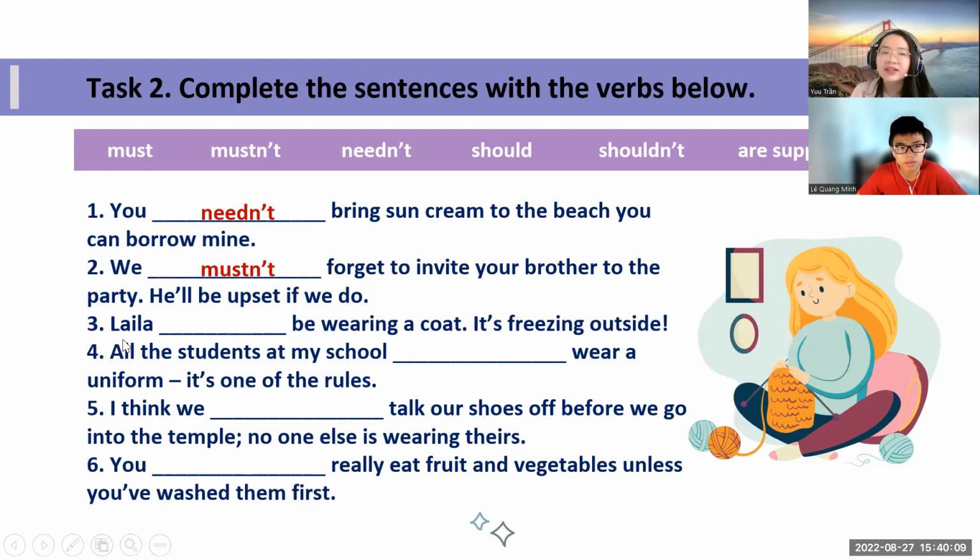Right, number 3, later. Supposed to be wearing a coat. Okay, later are supposed to be. If we say supposed to here, it goes with are. So is it the correct one? Okay, so Lina must be wearing a coat if it's freezing out.